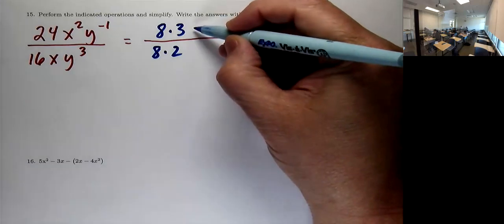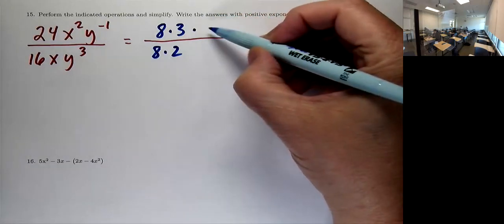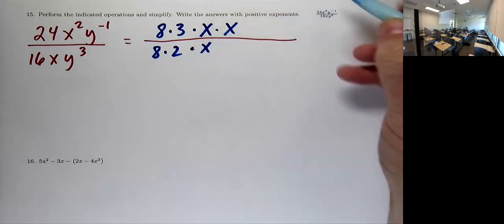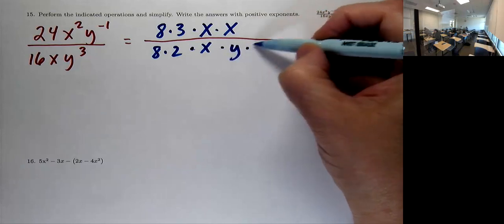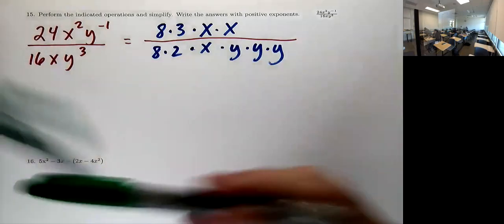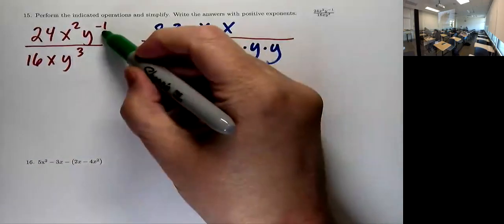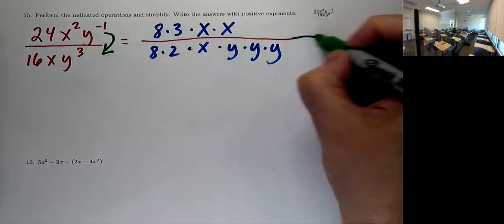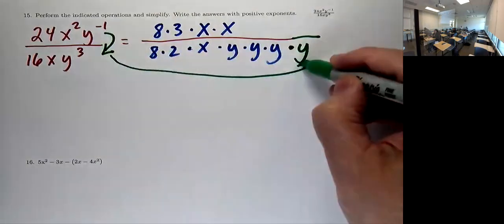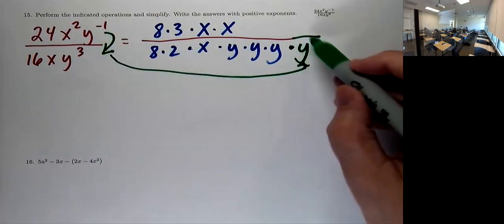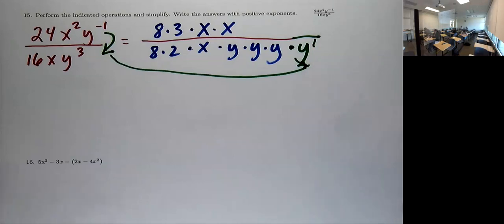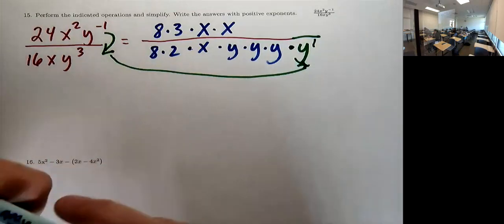If it helps you, you can do the x squared as x times x, and the y cubed as y times y times y. The y to the -1, I'm going to move it to the bottom and make it appear down here. And when we move it to the bottom, the negative is no longer there, and we just have y to the first, and we don't need the 1 anymore.